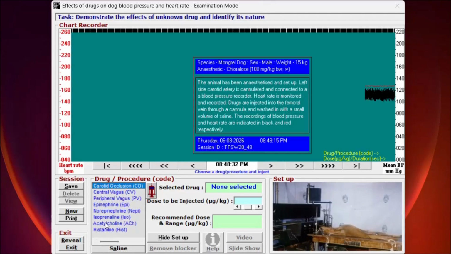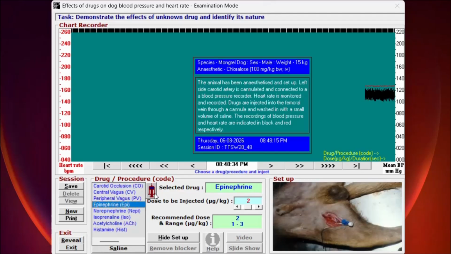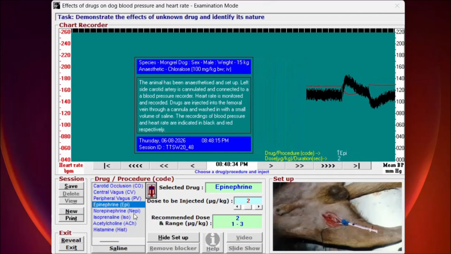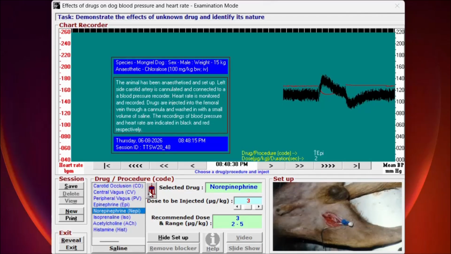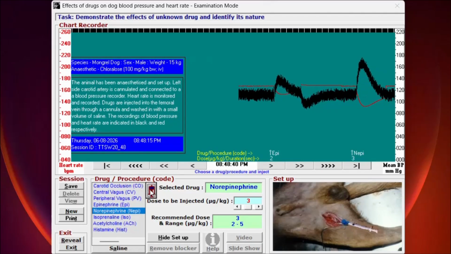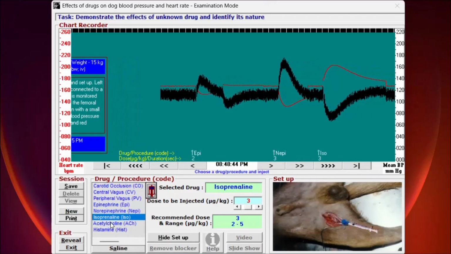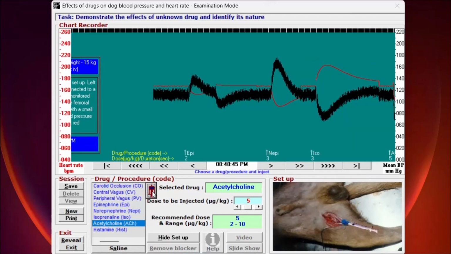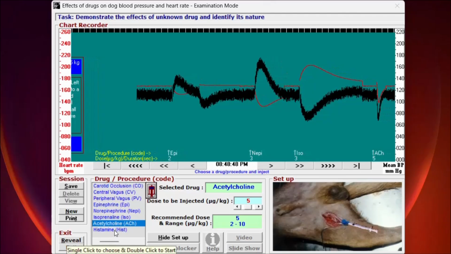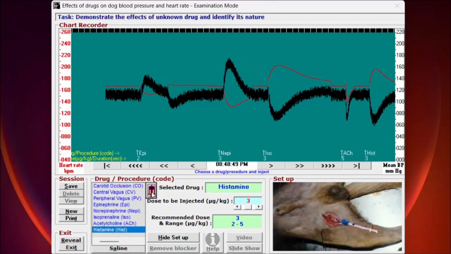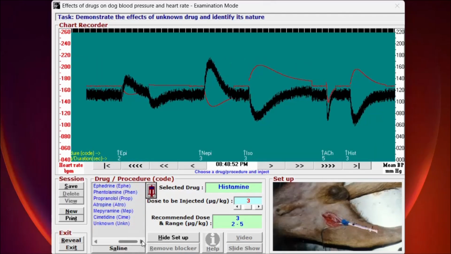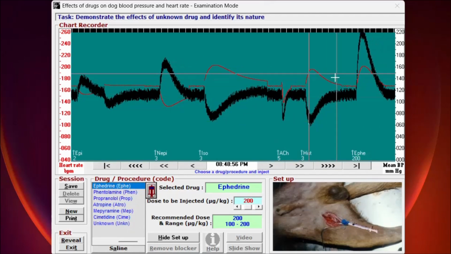So first we have to give all the agonists, okay, one after another we will give all the agonists. Epinephrine, okay, inject. After that norepinephrine, then inject. After that isoprenaline, then again inject. Then same we are going to do for others, acetylcholine, then we are going to give histamine. Now one more agonist is left, that is ephedrine.